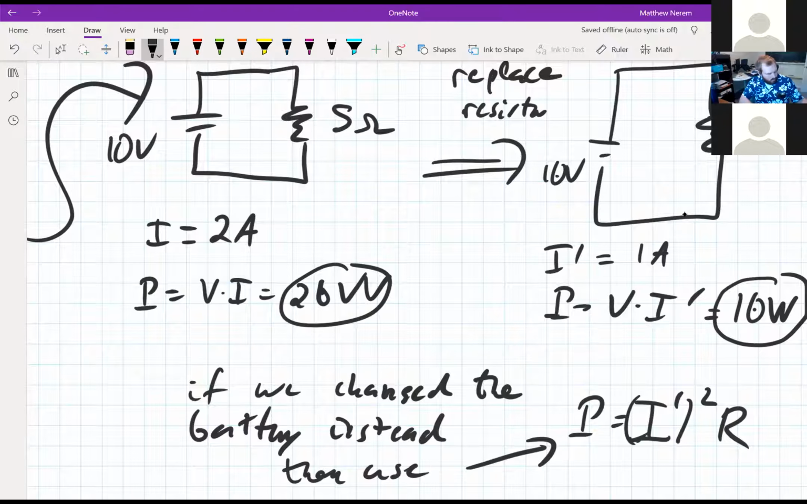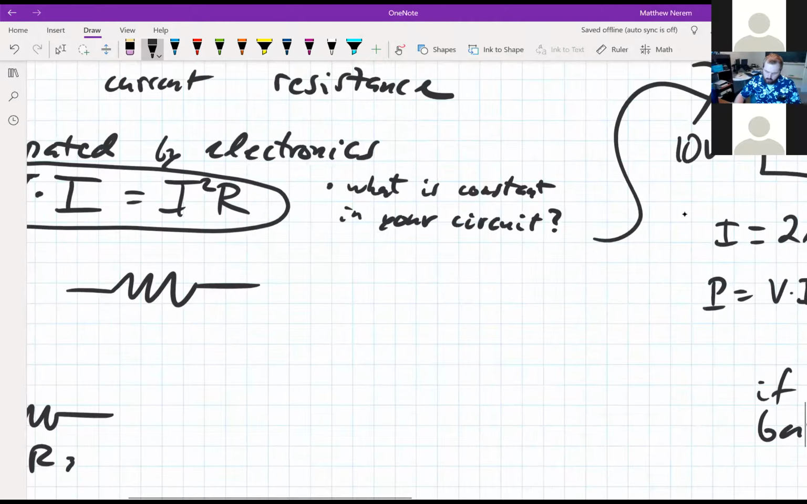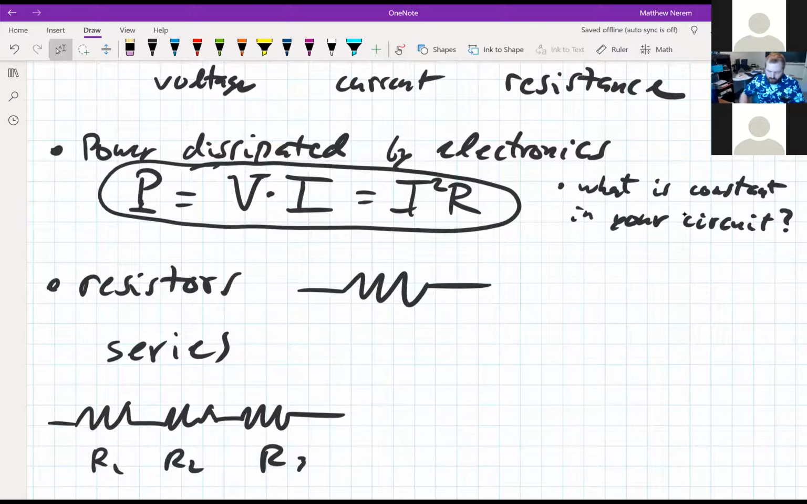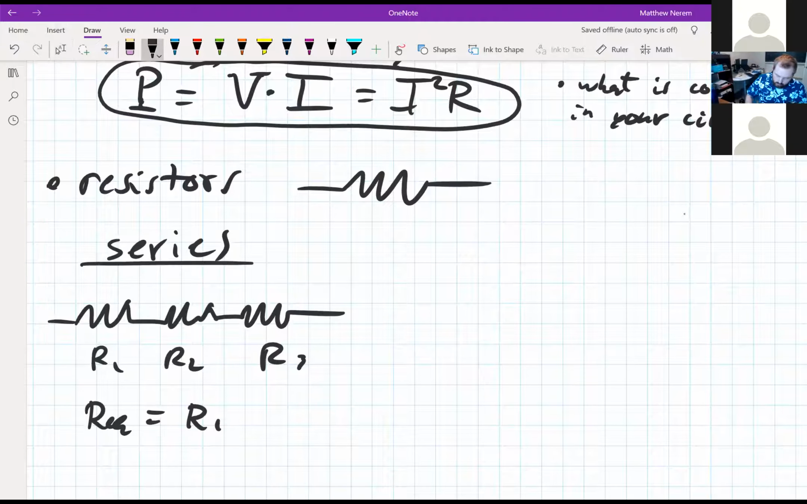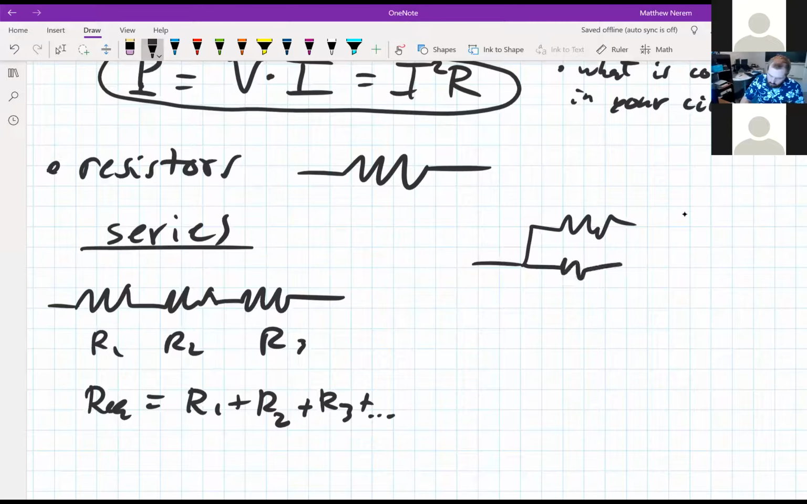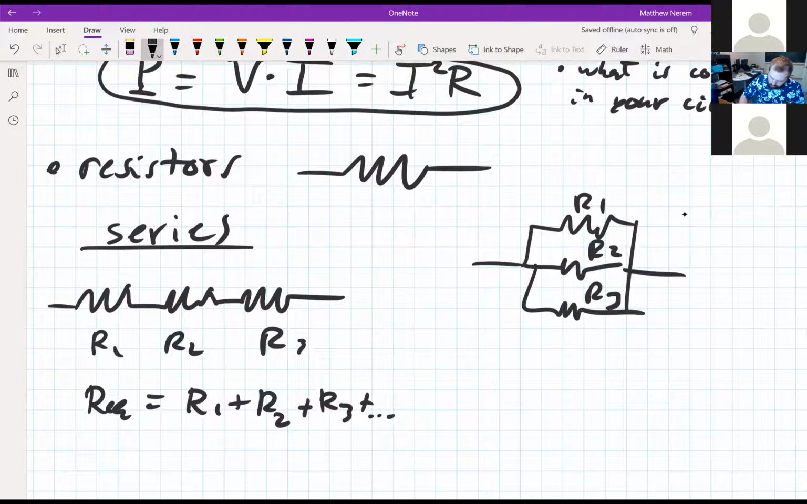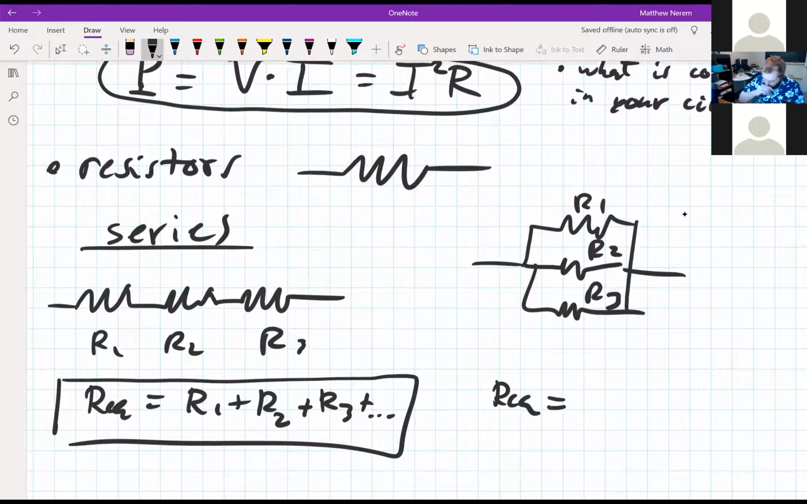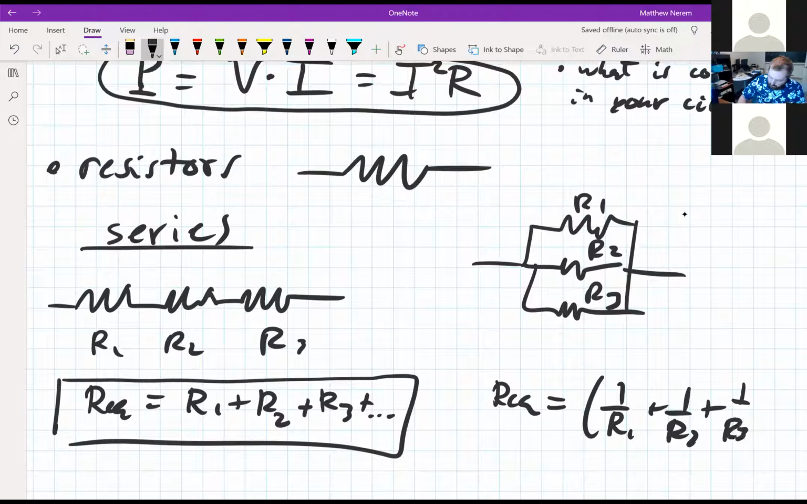I'm going to shift away from this now. All right, back to resistors. So in series, versus in parallel. R1, R2, R3. And then you have that weird sum of inverses guy.